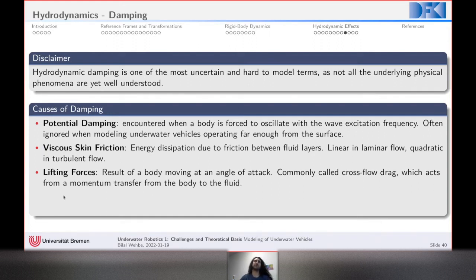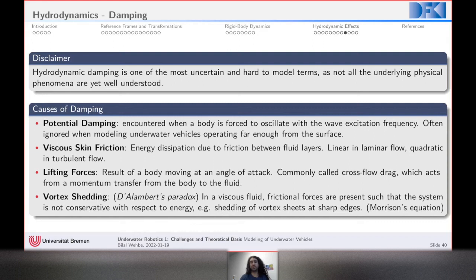I think it's a very simple thing to model. You can also find this term, so-called cross flow drag. This is the difference between lift and drag, basically. We can see later that cross flow drag is just the off-diagonal terms of the damping matrix.